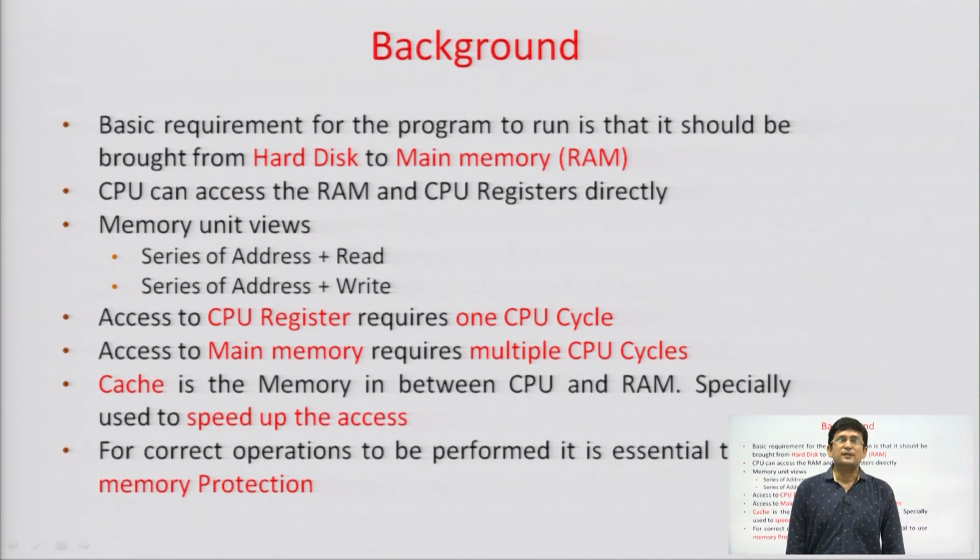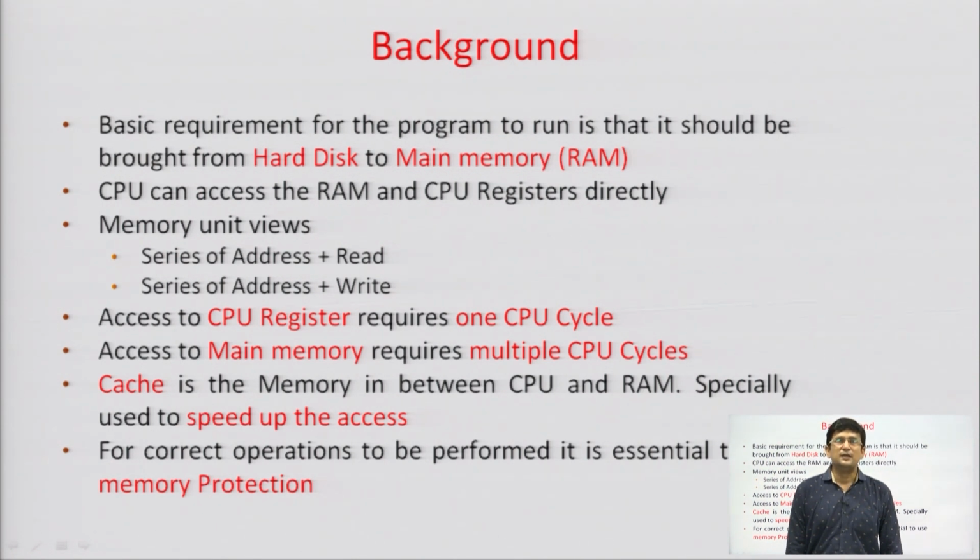Whenever the memory is read, it is given a series of addresses for the read operations, and similarly it is given a series of addresses for the write operations. We usually say that the reading operation from the main memory is not instruction oriented, but block oriented. So, a bunch of instructions or a bunch of data is read at the same time or written at the same time. Hence, multiple CPU cycles are involved in reading or writing operations.